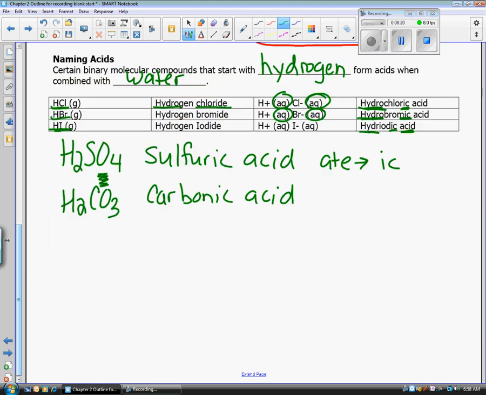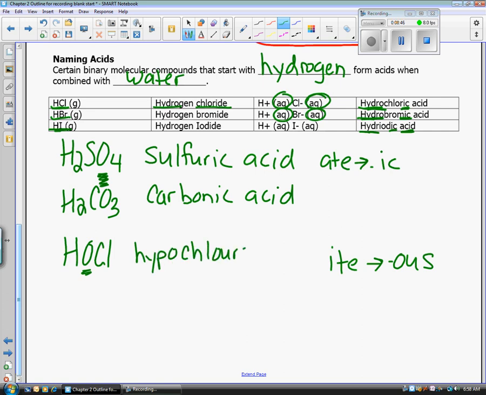Now the problem is if we have nitrous, if we have nitrite, or hypochlorite, that's one that you memorize. It's HOCl, right? Hypochlorite. We have an oxygen, so we don't use hydro, but it ends in ITE. It ends in ITE, the acid is going to end in OUS. So it's hypochlorous acid. Okay, so ick goes to us, ate goes to it.